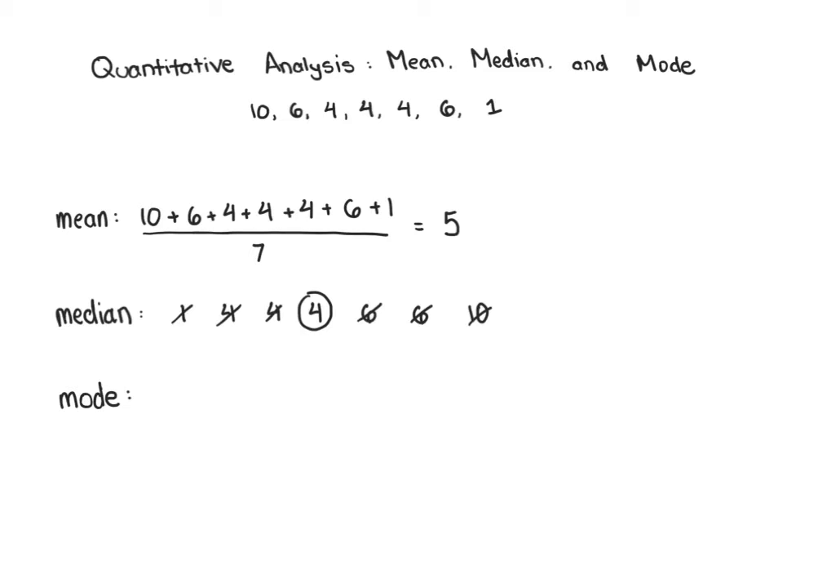There's no calculations involved with the mode, as it's just the number that appears the most often. So, looking at our data, we see that the number 4 occurs the most often.